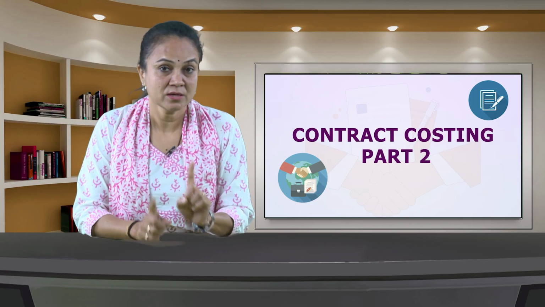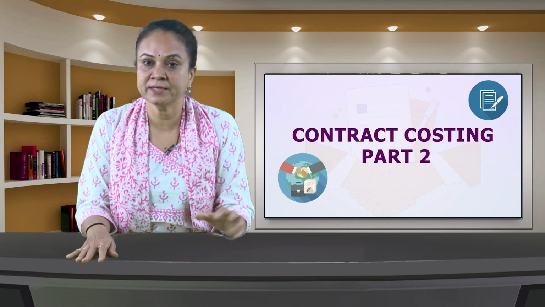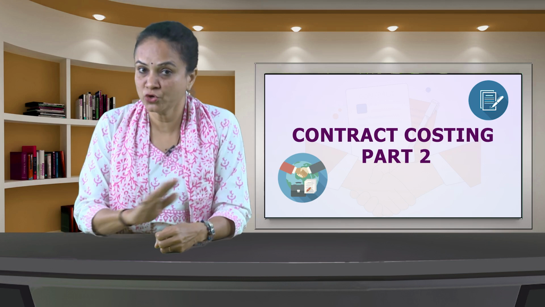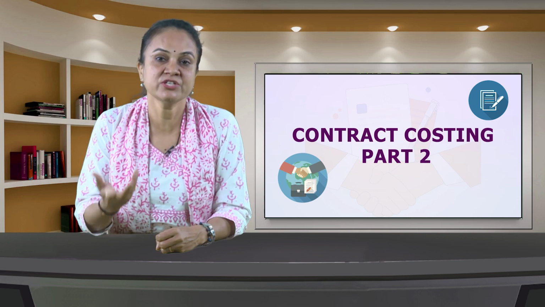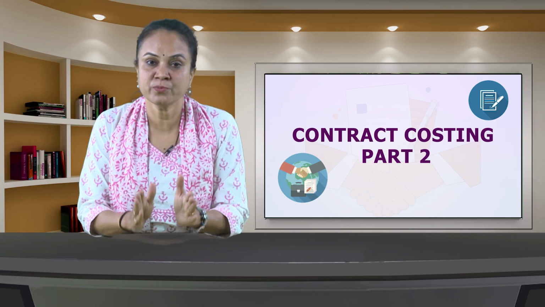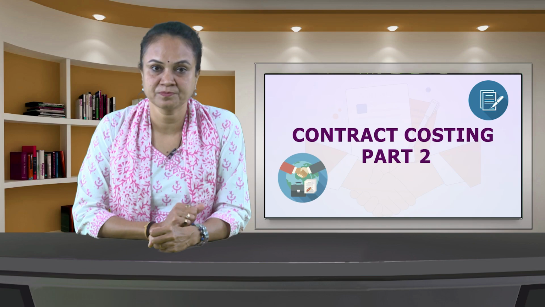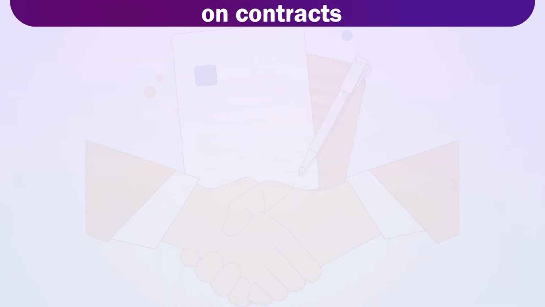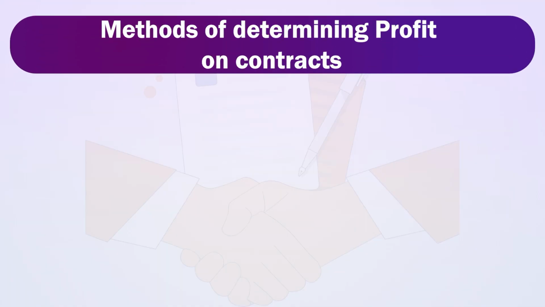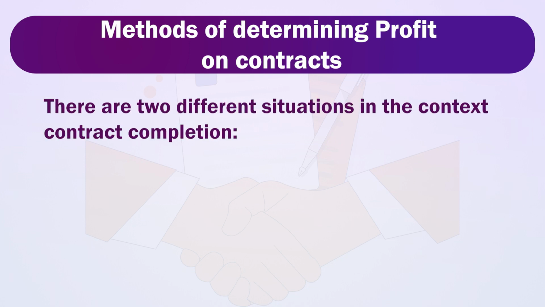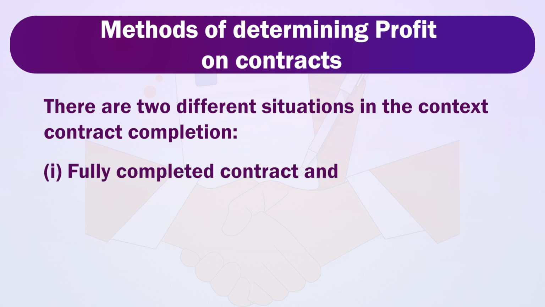Note that when contract is not completed, contractee account would not appear and one additional account, that is work in progress account, will be shown. Now, we will study about methods of determining profit on contracts. There are two different situations in the context of contract completion. Number 1, fully completed contract, and number 2, uncompleted contract.